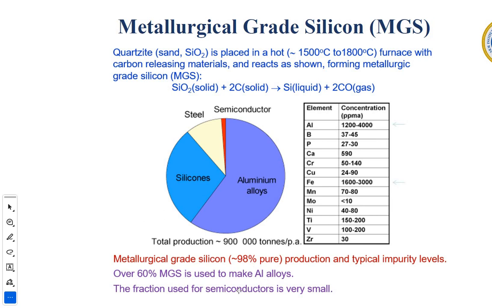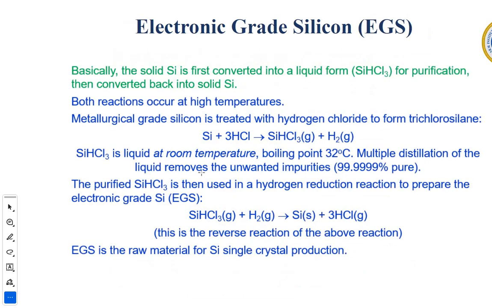Over 60% of MGS is used to make aluminium alloys, while the amount used for semiconductor fabrication is very small. Electronic grade silicon is then derived from that. Basically, the solid silicon is first converted into liquid form, SiHCl3, for purification, then converted back into solid silicon. Both reactions occur at high temperatures.